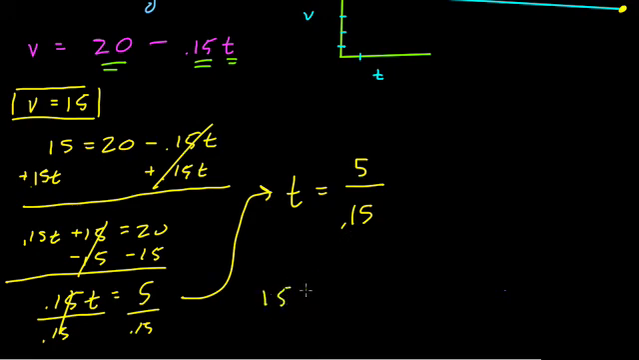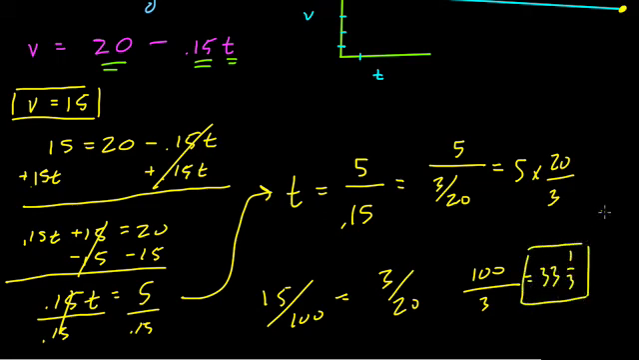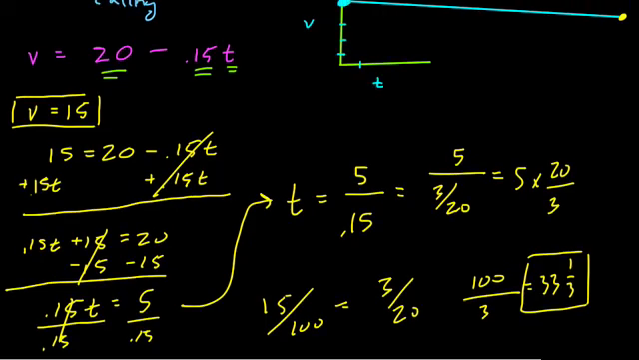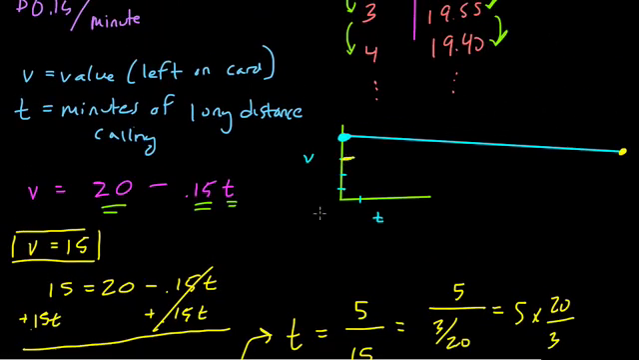Let's just talk about that for a moment. If I reduce this, I get 3/20ths. So I'm going to think of this as a fraction. It's just easier for me. 5 divided by 3/20ths equals 5 times the reciprocal, 20 over 3. And that's 100 divided by 3, which equals 33 and a third. And that just means t equals 33 and a third to get the value down to 15. So in other words, it would take over 33 minutes before I even reach this point right here.